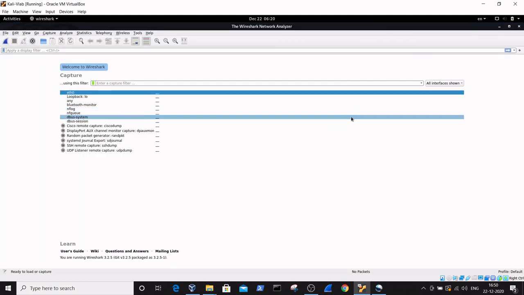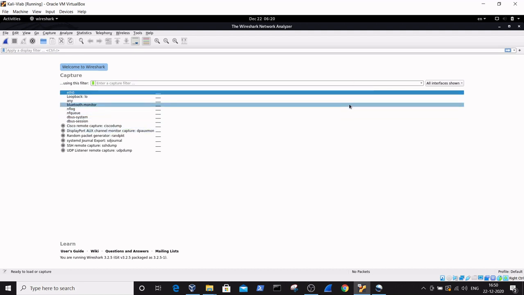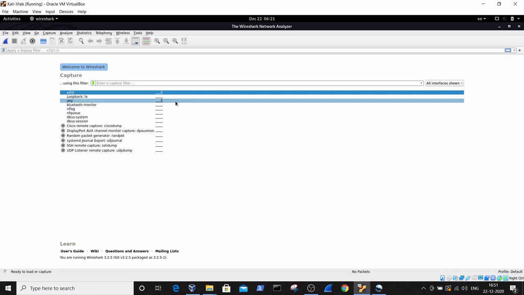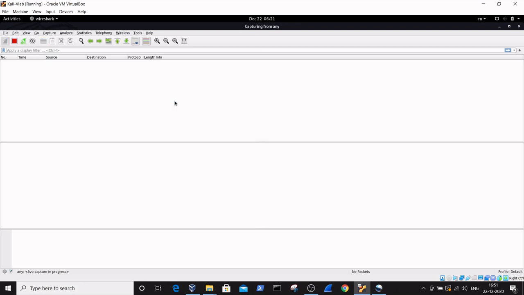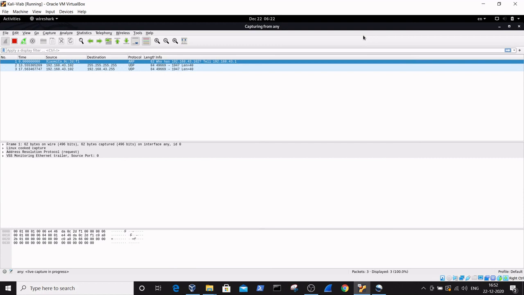Here I entered into Wireshark, and here are the various network interfaces that are available on my computer. The pulse indicates that I am connected to this interface. Just click on this to capture the packets. Here are the packets that are captured through my network interface. Now we have to give the FIN scan command using the nmap tool in the command prompt.